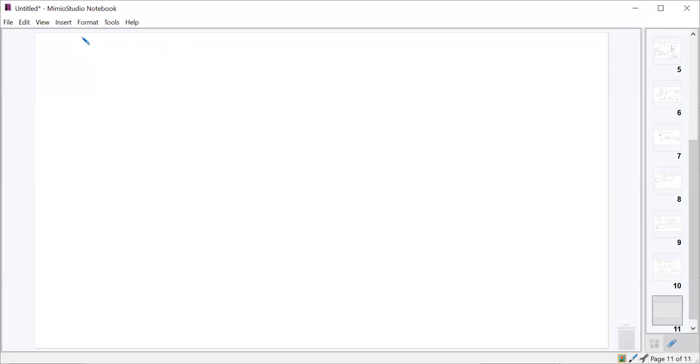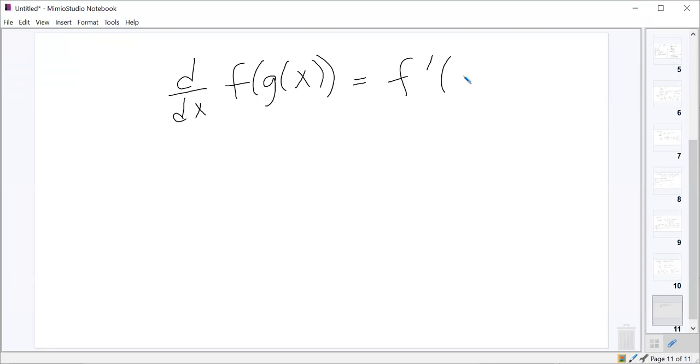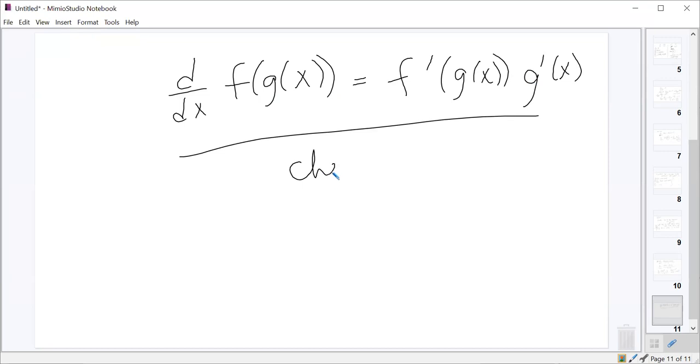But do remember that if you ever have a product of two functions, especially when you're doing something like implicit differentiation, like x times y, you have to use the product rule, right? Anytime you have a quotient of two functions, you have to use the quotient rule. Anytime you have a composition of two functions, you have to use the chain rule. And it's good to know exactly what the chain rule looks like. So you should know that this is f prime of g of x times g prime of x. This is the chain rule, right?